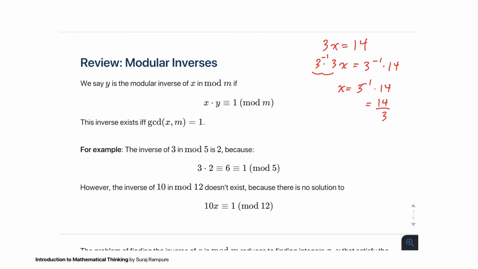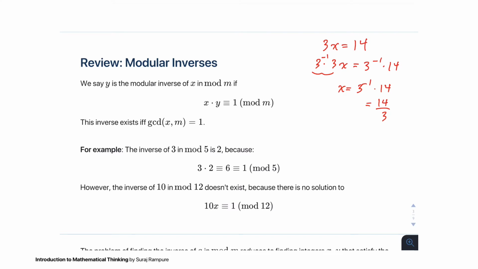Cool. So for example, the inverse of 3 in modulo 5 is 2, because 3 times 2 is 6, but in modulo 5, that's equivalent to 1. So we say 3 is the inverse of 2, and 2 is the inverse of 3. Is that clear? Cool, yeah. So it would be equivalent to say that 2's inverse is 3. Yeah, because 3 times 2 gives you 1, and 2 times 3 also gives you 1.